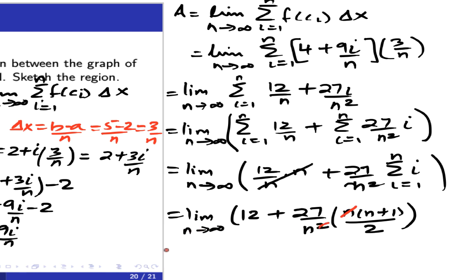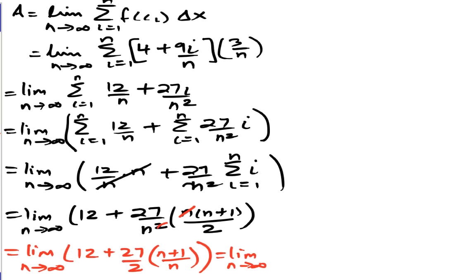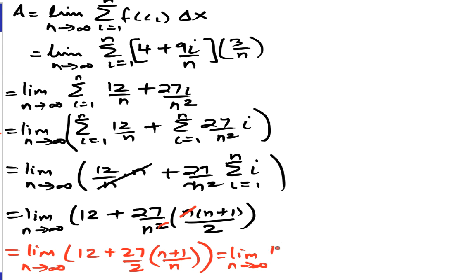Now it's simple algebra, and then you apply the limits we learned in chapter 1. So this is going to be 12. Now 27 over 2 we can take out, guys, and this n can go inside, n plus 1 over n. And notice, what is this going to become? Limit n tends to infinity of 12 plus 27 over 2, 1 plus 1 over n. So what happens now, guys?